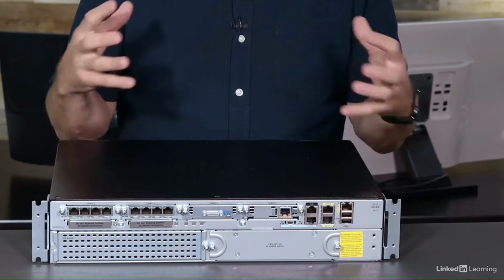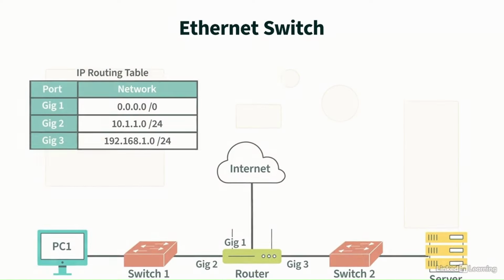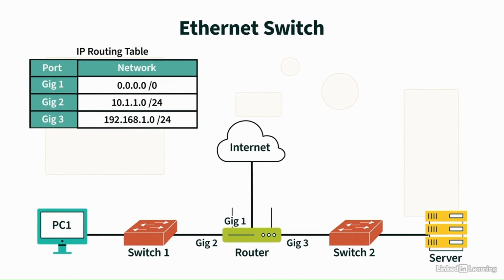And in networks with more than one router, those routers can exchange routing information using a routing protocol such as OSPF. But to make things easy to visualize, consider this topology with a single router. In this example, the router is directly connected to 3 networks. Interface gig 2 is directly connected to the 10.1.1.0 network, and that network has 24 bits in its subnet mask.